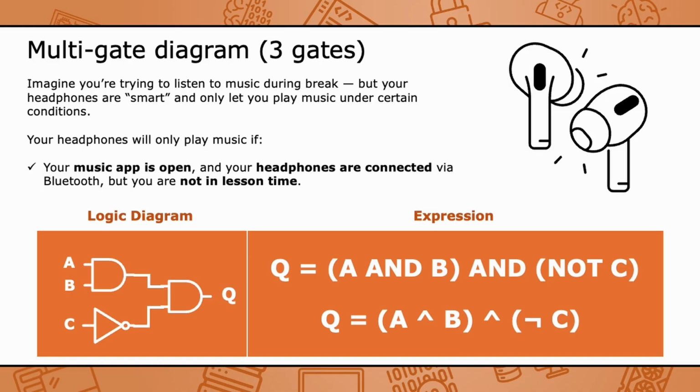If we look at the expression for this logic diagram, we've got Q equals (A AND B) AND NOT C. A bit like in maths, if you were given that expression, you would evaluate what's in the brackets first. So your A and B would go at the beginning of the logic diagram, and then NOT C. Or Q equals A AND B in brackets using the caret symbol, and NOT C as a second expression variation.